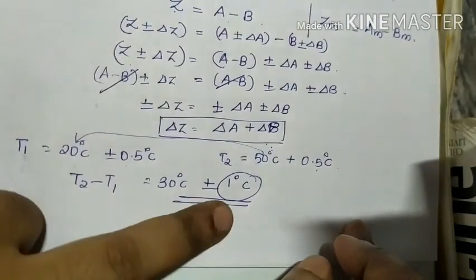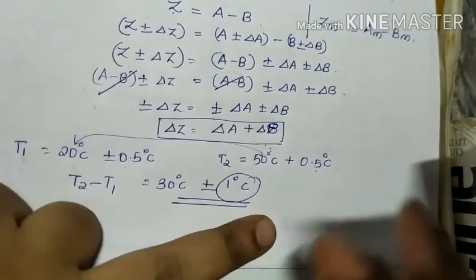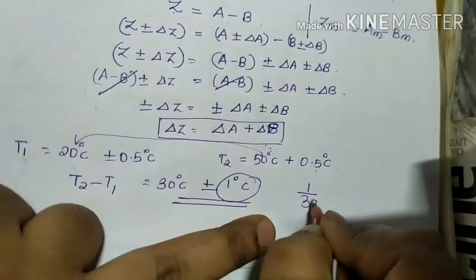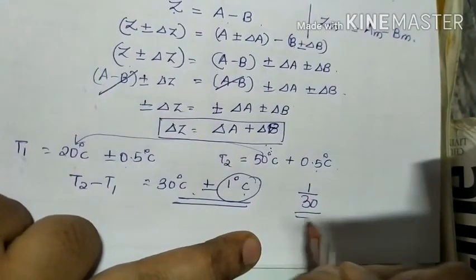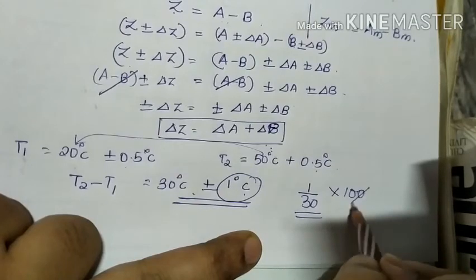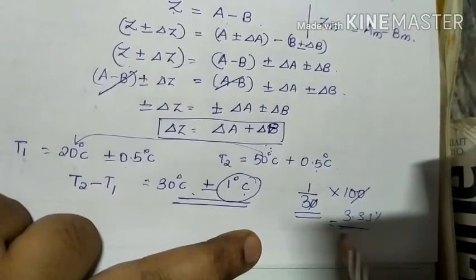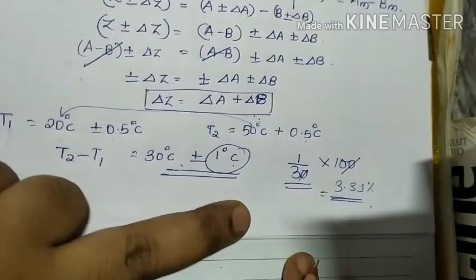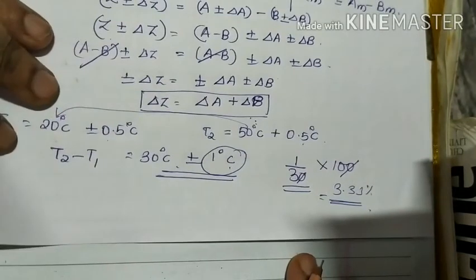Again, if you are asked to write the relative error in this calculation, it is 1 divided by 30, delta Z by Z. In percentage, it will be multiplied with 100. So it will be 10 by 3 or 3.33 percent. Clear? Right. Let's move on to the next section.